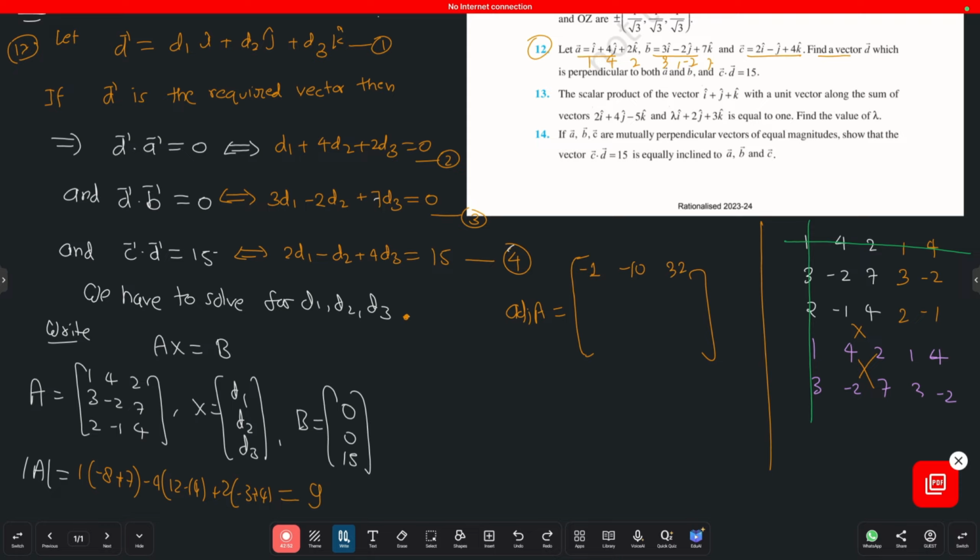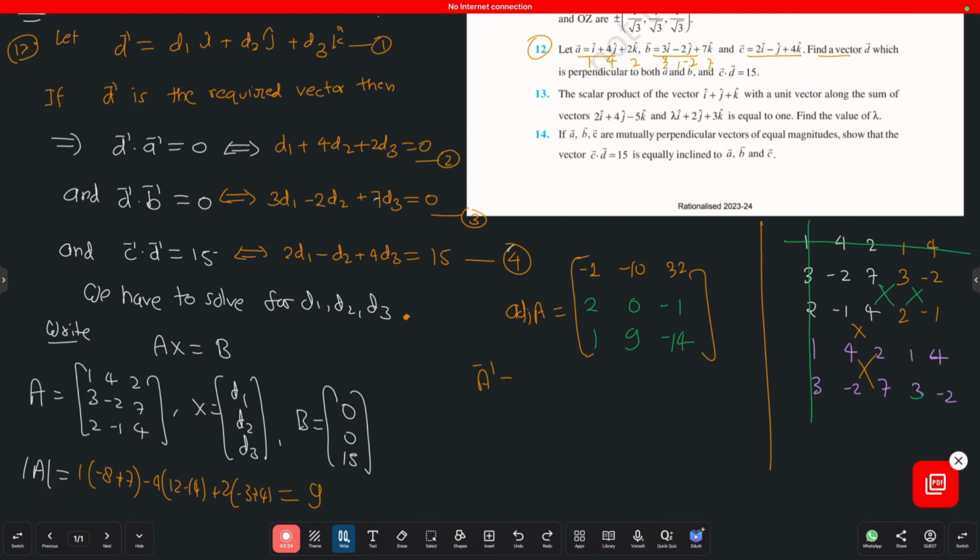Then 2 into 7, 14 minus 12, 2. Then 4 minus 4, 0. And 6 minus 7, minus 1. Then minus 3 plus 4, 1. Then 8 plus 1, 9. Then minus 2 minus 12, minus 14. We got the adjoint.